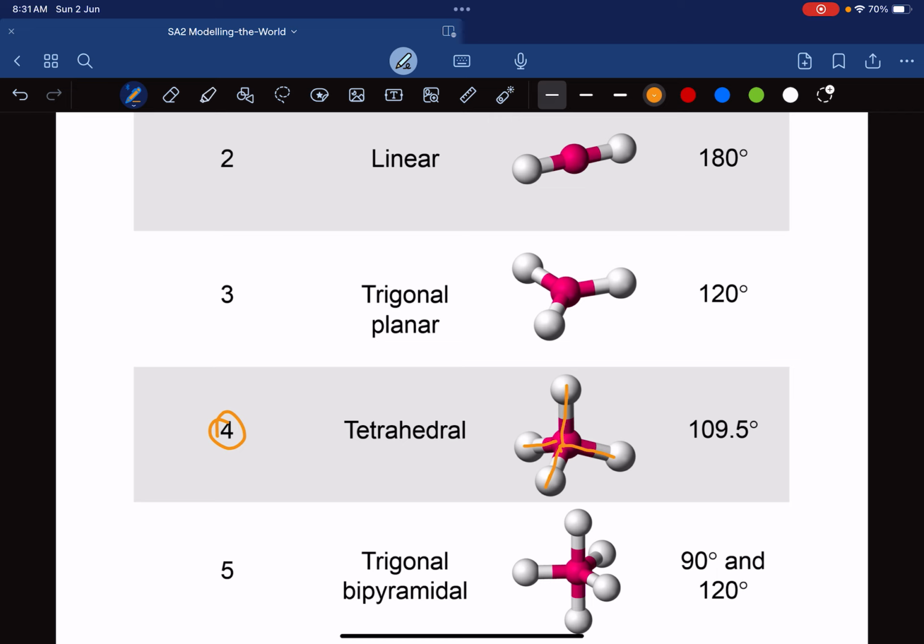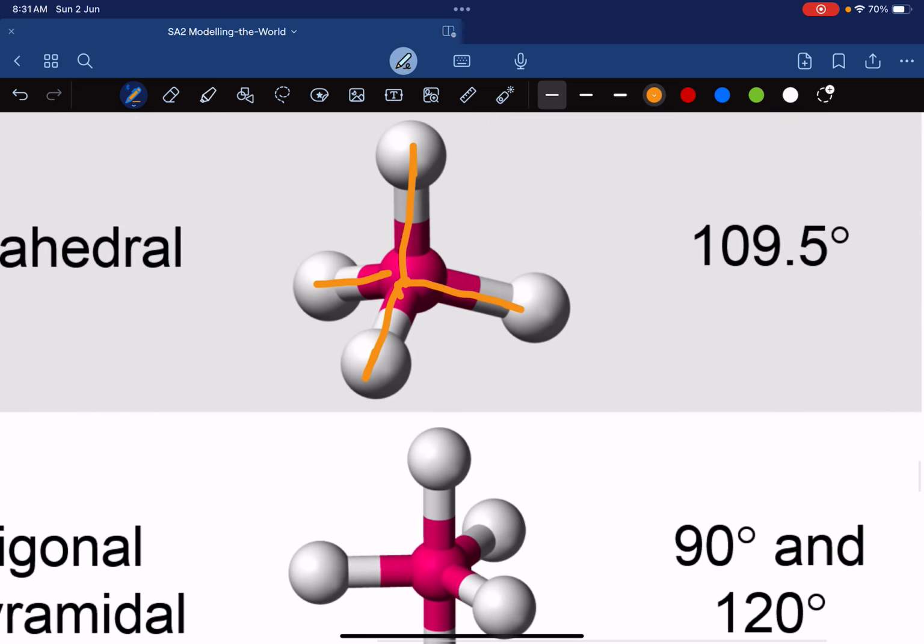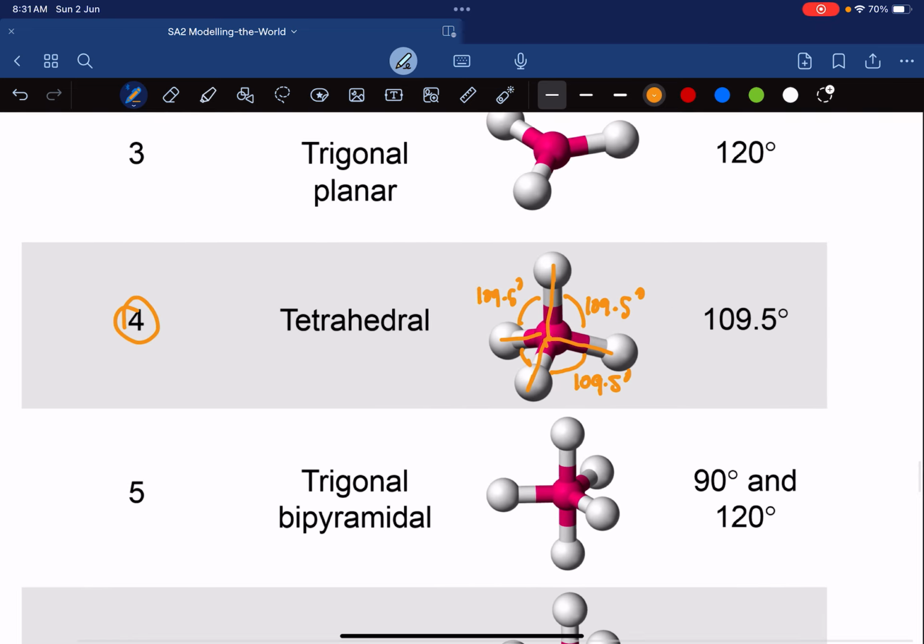Tetrahedral. And the angle here is 109.5. Every angle here is 109.5. That's what it means.